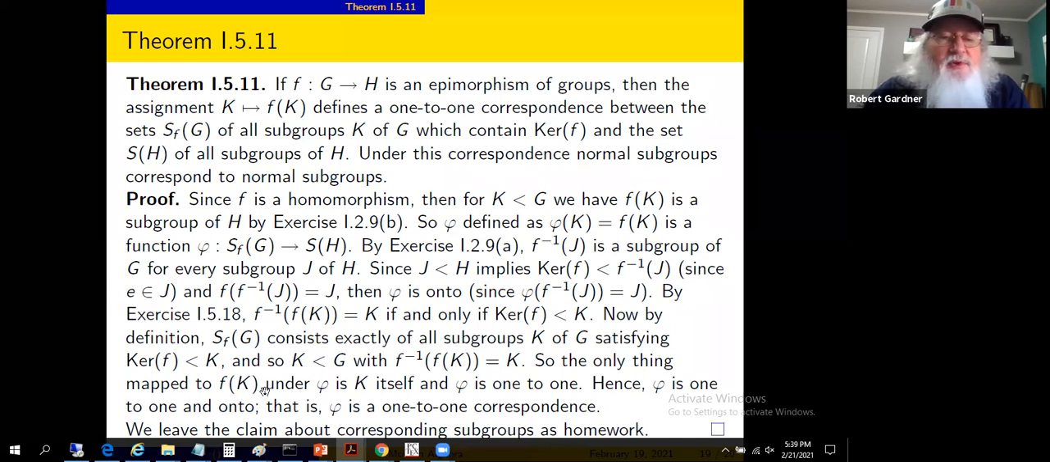The only thing mapped to f of K under phi is K itself. So we took an arbitrary subgroup K of G. The only thing mapped to f of K is K itself. And so we've got a one-to-one function. So phi is one-to-one, it's onto, that's a one-to-one correspondence. They make an additional claim that under this correspondence, normal subgroups correspond to normal subgroups. So let's leave that as an exercise.